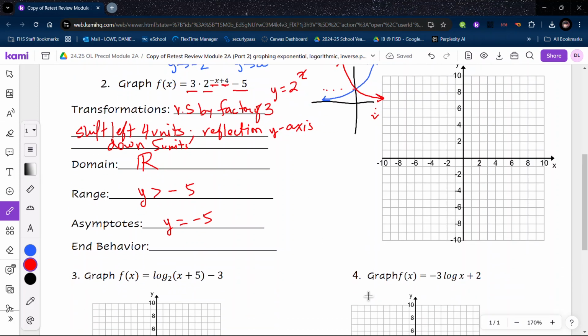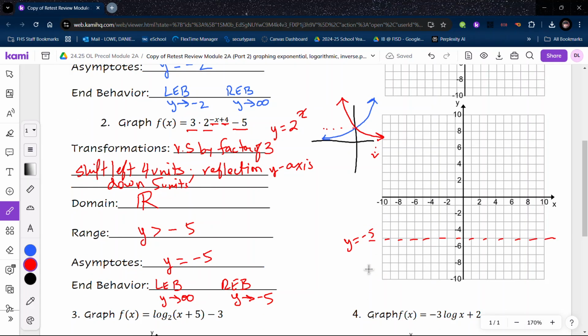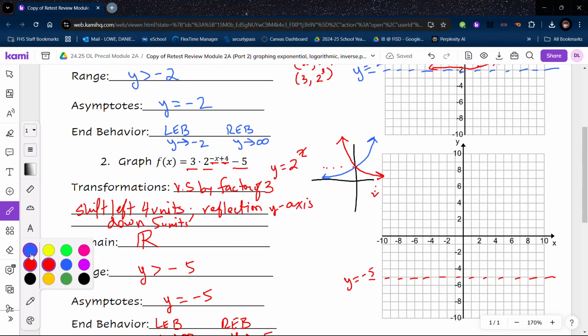All right, and if I look at my left end behavior, on the left end, which would be the left side, y is approaching infinity. In the right end behavior, which is the right side, y is approaching -5. So I can come in and sketch my graph, y equals -5, and I can plot my particular points, right?